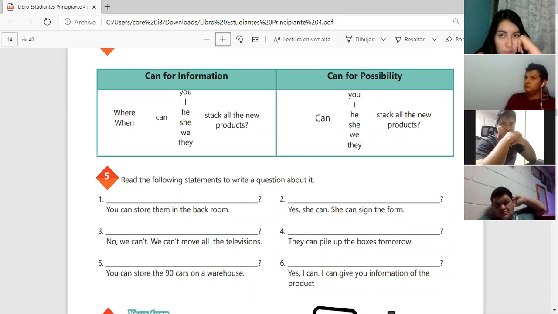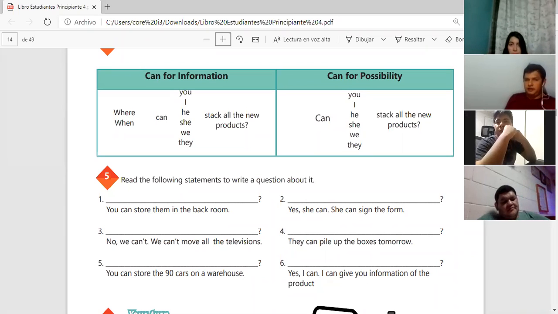Next one, Javier. Tell me, teacher. Javier, can we move the presentation for next week? What is that? Information, possibility, permission, or ability? Possibility. Perfect, perfect. It is a possibility.